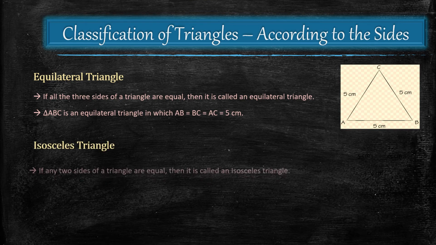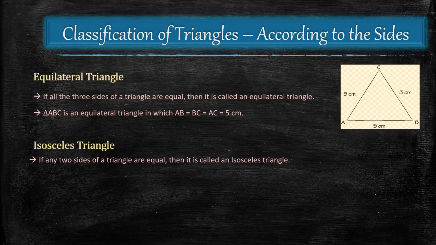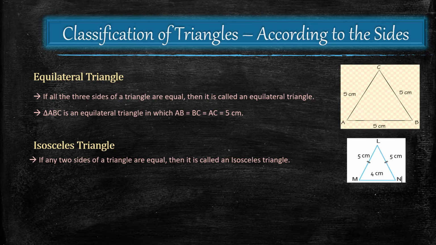Isosceles triangle. If any two sides of a triangle are equal, then it is called an isosceles triangle. So the lengths of any two sides are equal. Here they are denoted as LM and LN are equal. So LMN is an isosceles triangle.